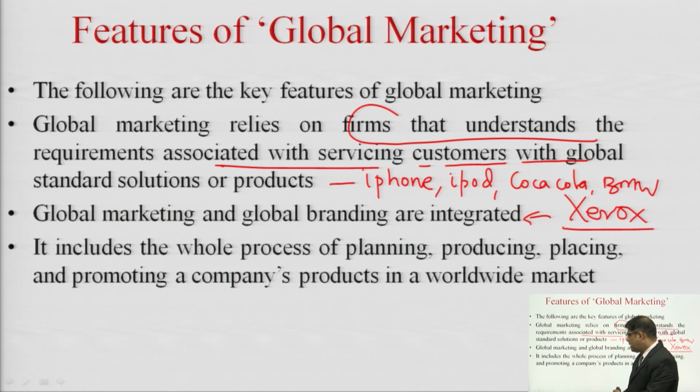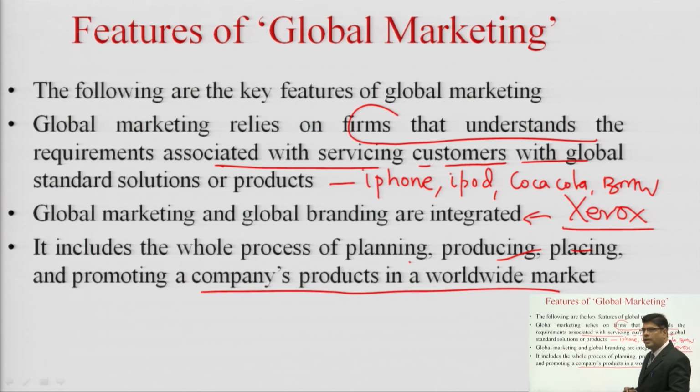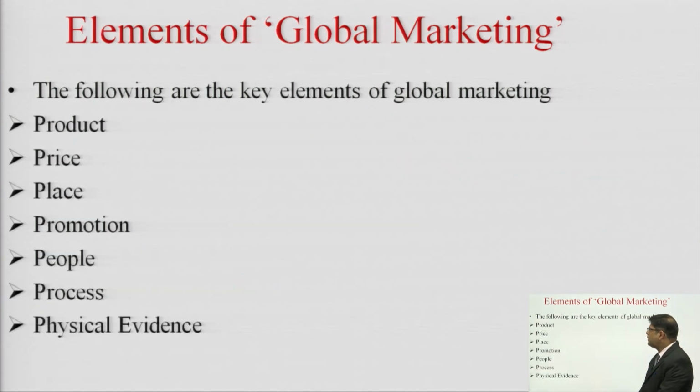A third feature says that global marketing includes the whole process of planning, producing, placing and promoting a company's products in a worldwide market. So, it is a cumbersome process that takes a lot of effort, because the products have to be marketed, placed and distributed in a worldwide market. But there are certain distinct advantages also, as we will see in the slides to come. So, these were certain features of global marketing.